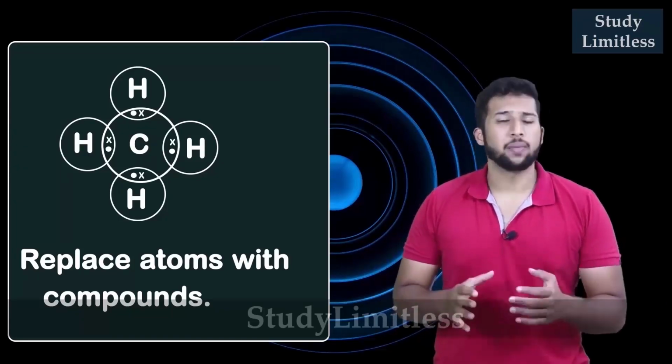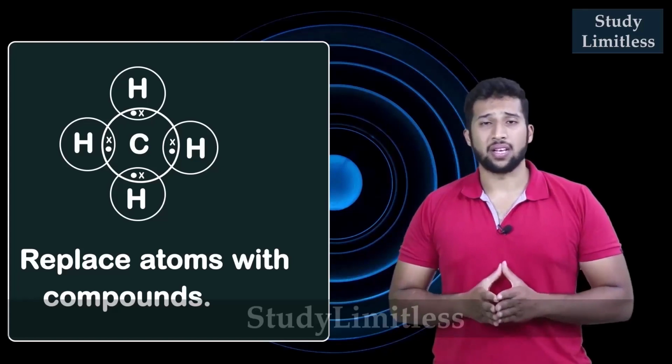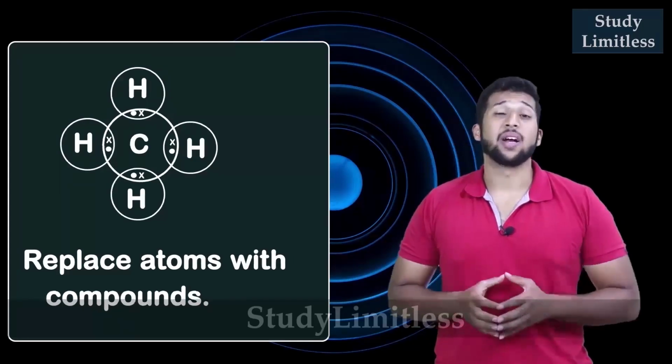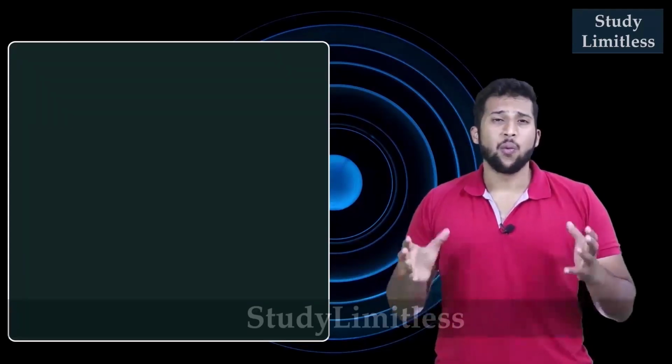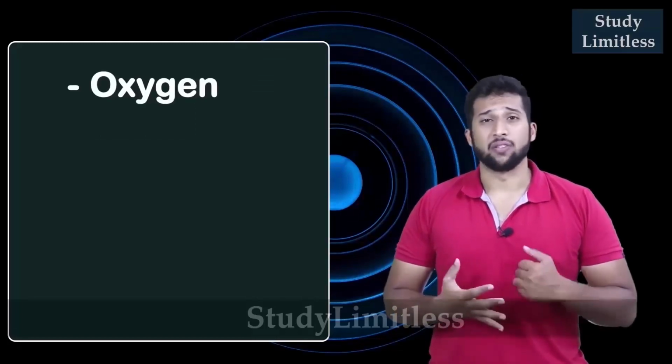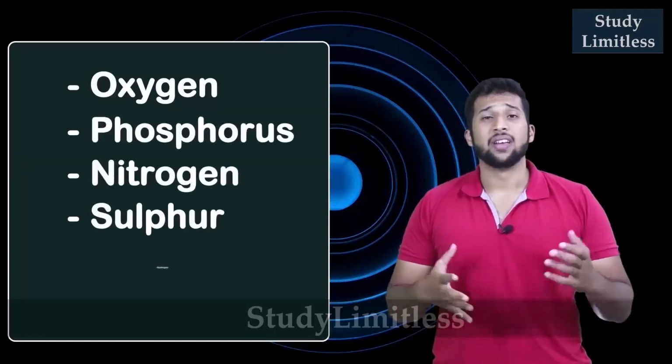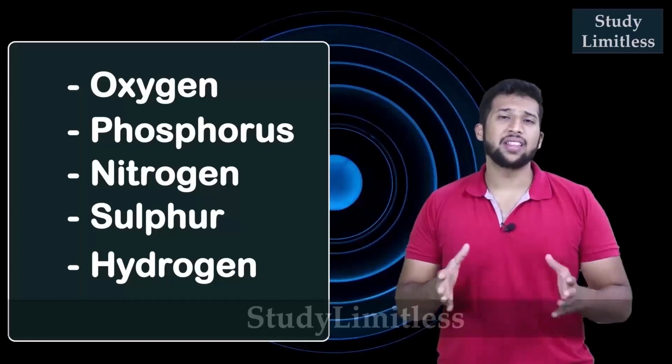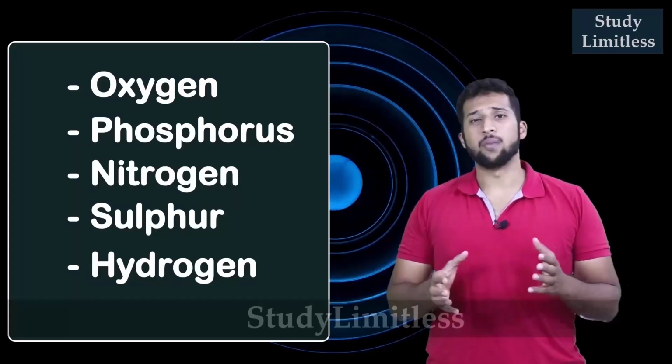Similarly, all the other carbon compounds are formed. Carbon has a good combining capacity with elements like oxygen, phosphorus, nitrogen, sulfur, and hydrogen. And with this, it has a tendency to form many other compounds.